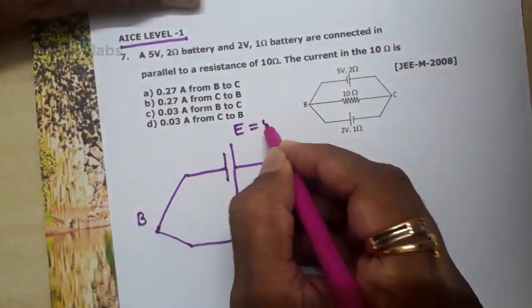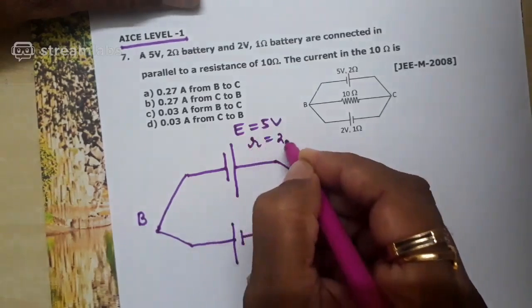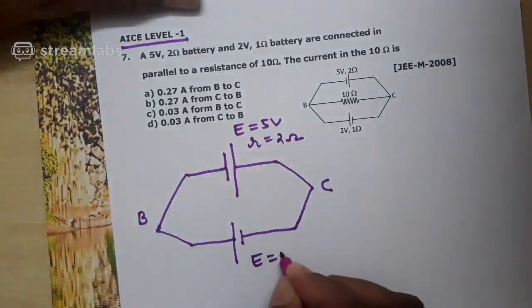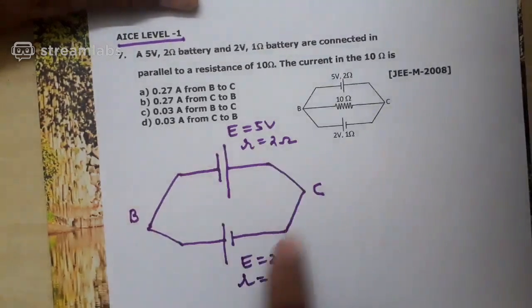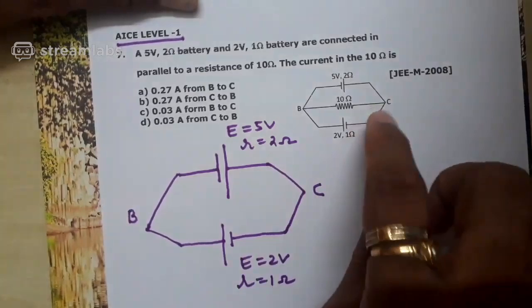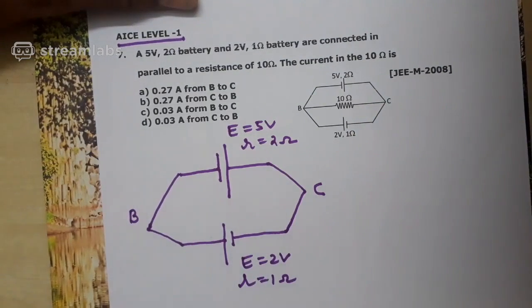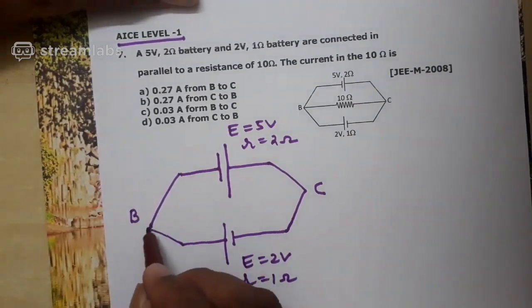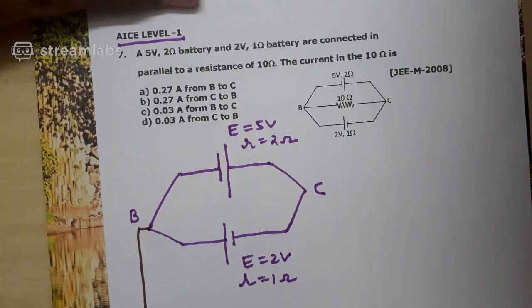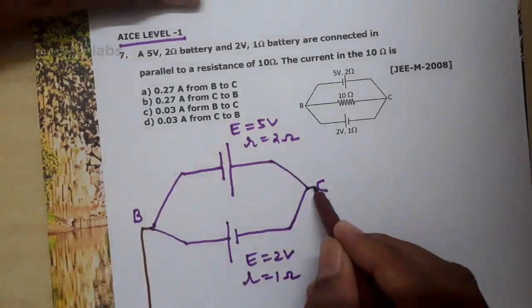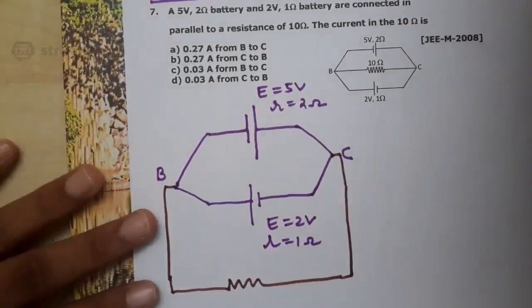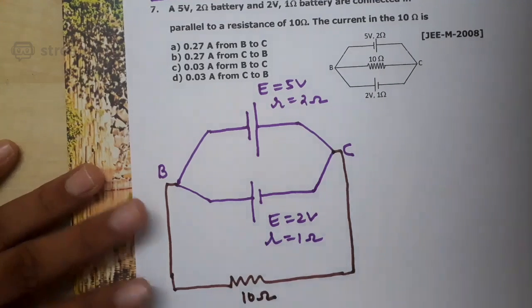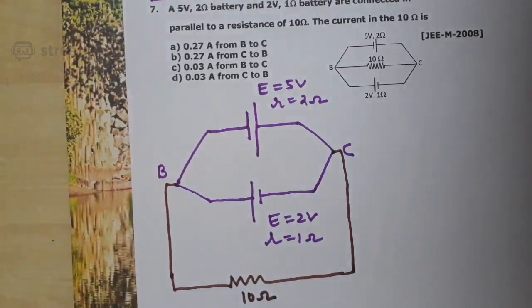Here EMF is 5 volt, internal resistance is 2 ohm. Here EMF is 2 volt, internal resistance is 1 ohm. Here they are in series, so current will be the same throughout. But in the actual circuit they are not in series, they are in parallel, because across B and C there is a resistor R connected. That resistance is 10 ohm. Now it is a parallel combination of cells.